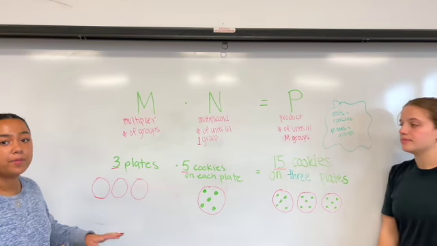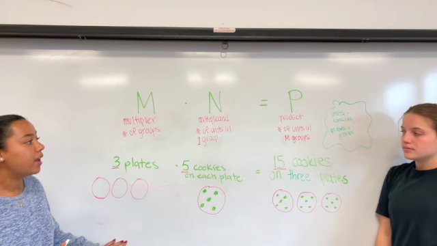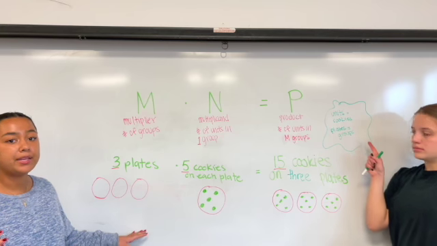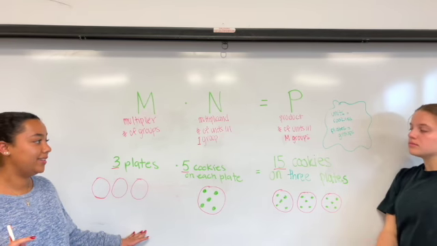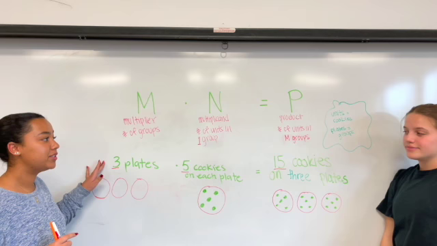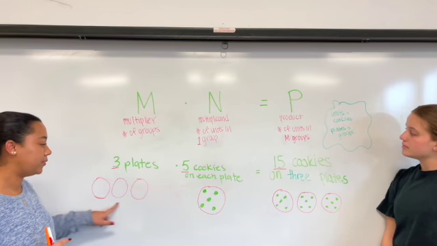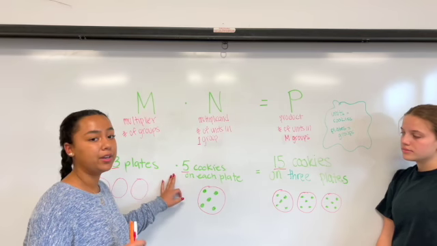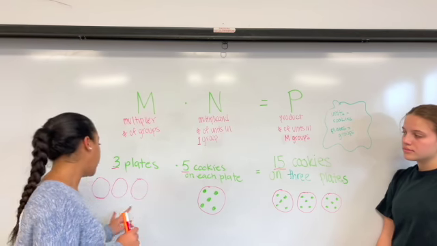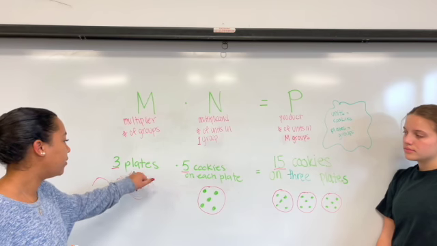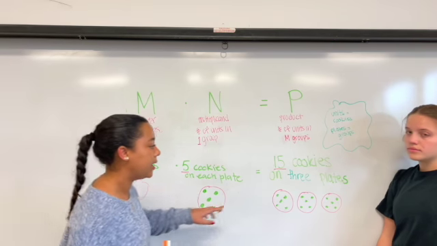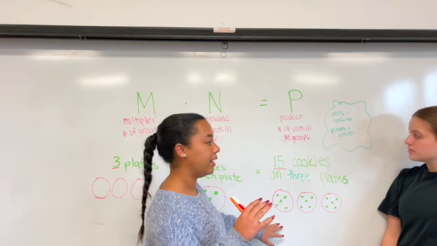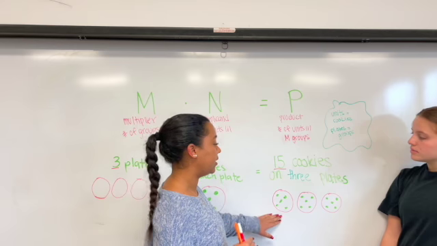So we have a little problem we're going to show you today, but before we do that, the number of units is going to equal cookies in this example, and plates are going to equal groups. So we're starting with 3 plates or 3 groups, and then we're multiplying that by 5 units on each plate, or 5 cookies on each plate. So once we multiply 3 plates by 5 cookies, you end up getting 15 cookies, which would equal 3 groups with 5 cookies on each of them.